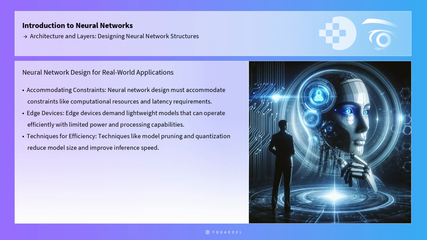In real-world applications, neural network design must accommodate constraints like computational resources and latency requirements. Edge devices, for instance, demand lightweight models that can operate efficiently with limited power and processing capabilities. Techniques like model pruning and quantization reduce model size and improve inference speed, enabling deployment on resource-constrained environments.